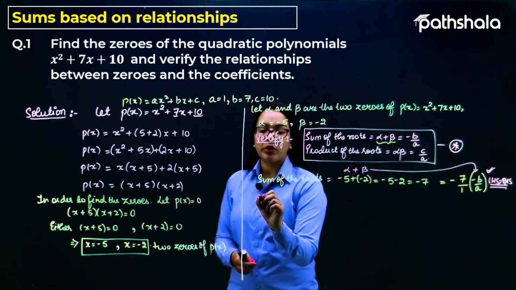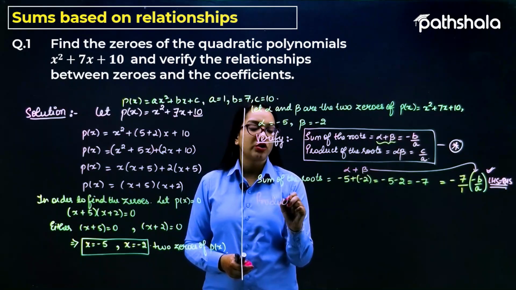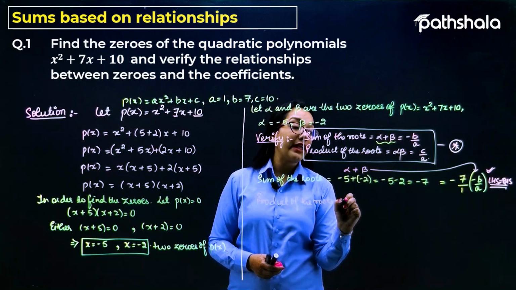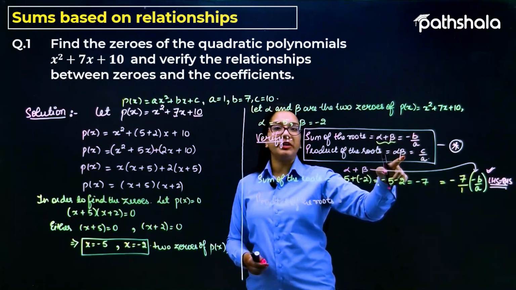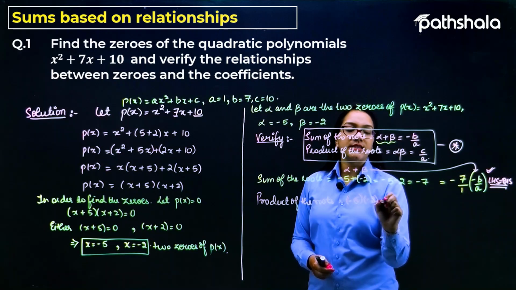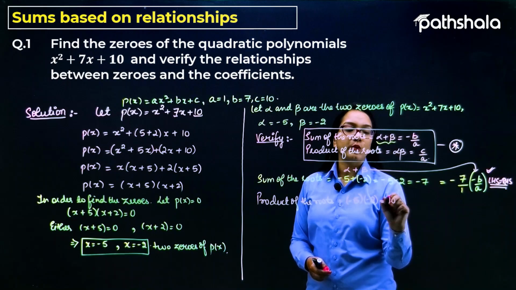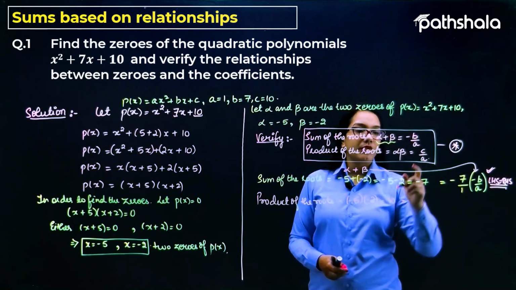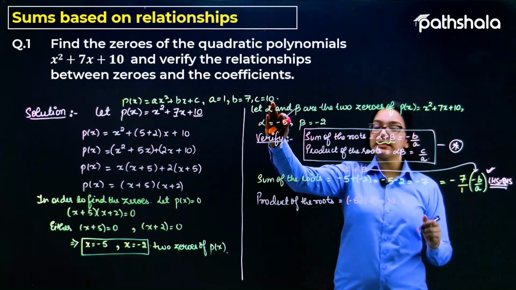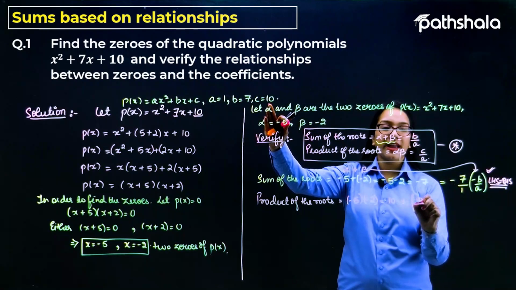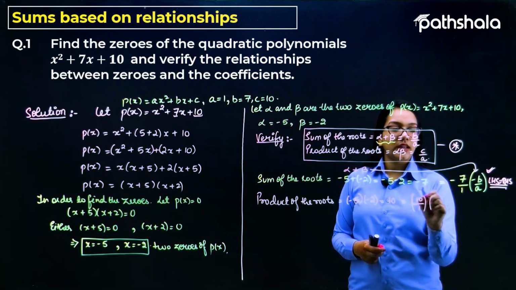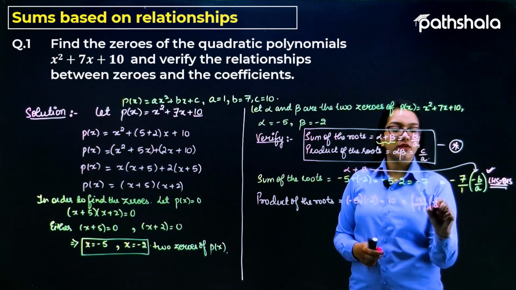Now let's just talk about the product of the roots. The product of the roots is equal to alpha into beta. Alpha into beta. What is alpha? Alpha is minus 5. Beta is nothing but minus 2. This is nothing but minus minus plus, and 5 into 2 is 10. Further, we have to express it in the form of c by a. What is c? c is nothing but 10 divided by a. What is a? a is nothing but 1. So it is 10.